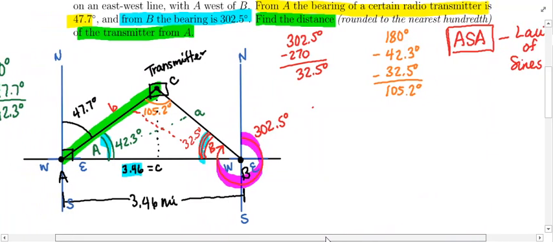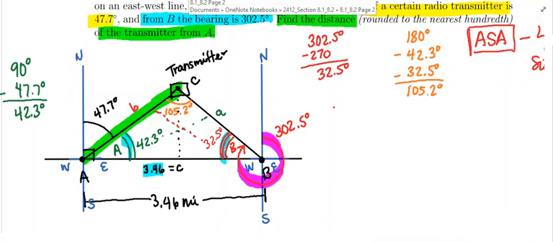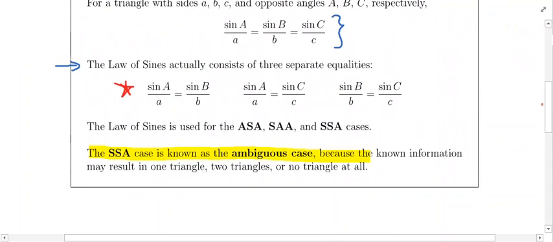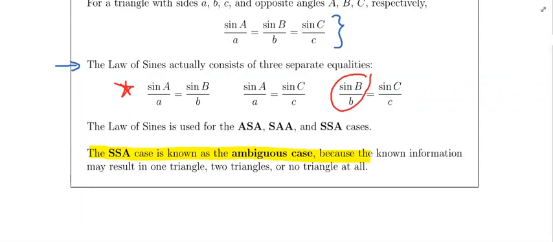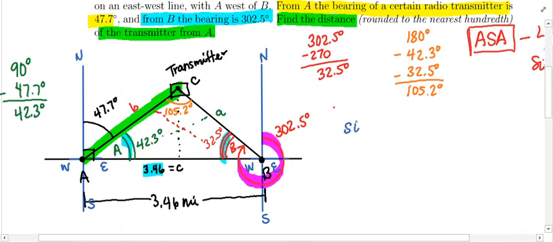Okay, all right, so we need to figure out which of the equations we need to pair together. If you go back to page 2, we know that there are 3 separate equations for the law of sines. Remember, we're interested in finding side B, so at some point we're going to have to involve sine B over B. But if we look at this, we know angle C and we know side length C. So we need to begin by using that.